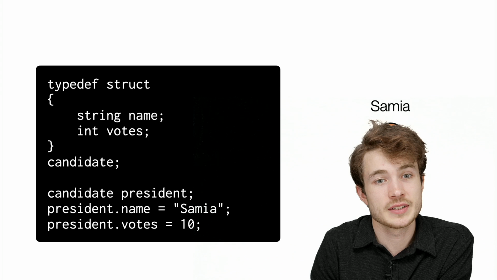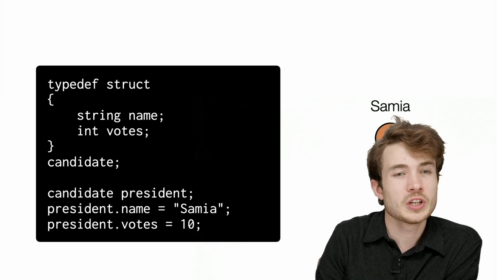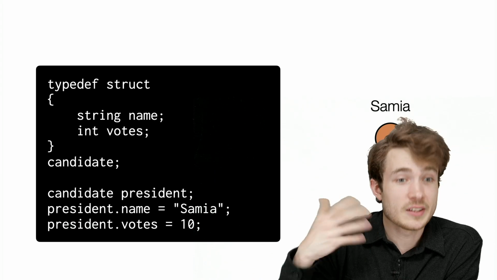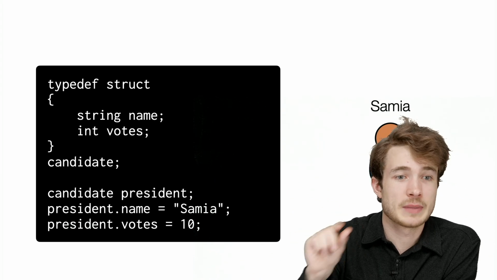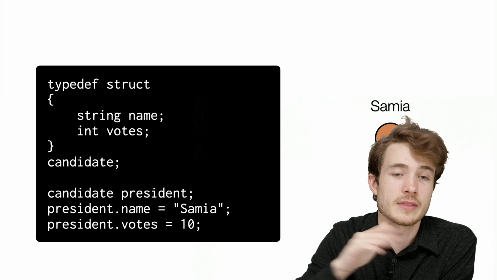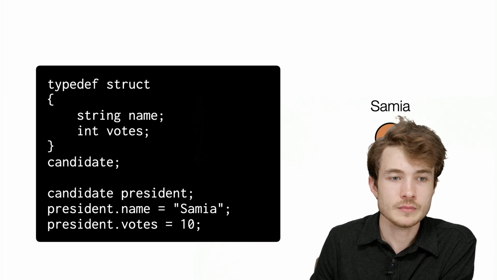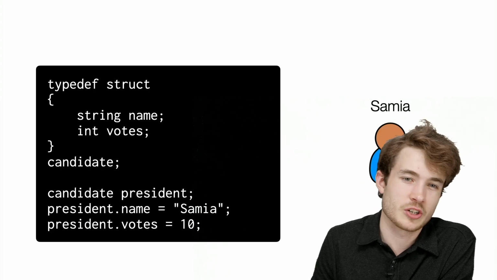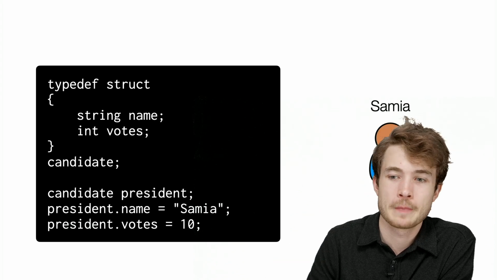So candidate president, candidate vice president. We could maybe have a candidate called candidate, but we'd still have to instantiate that by saying candidate space candidate: the type name, then the variable name. And probably in that case, it's best not to confuse the variable name with the structure name, so I would avoid that altogether.